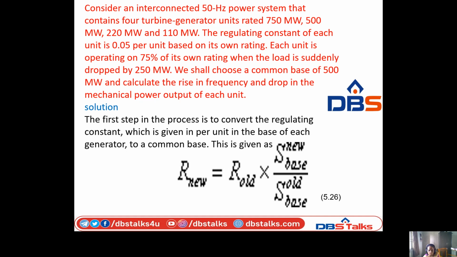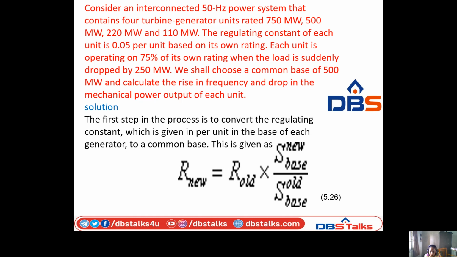This problem considers an interconnected 50 Hz power system that contains 4 turbine generator units rated as 750 megawatts, 500 megawatts, 220 megawatts and 110 megawatts. The regulating constant of each unit is 0.05 per unit based on its own rating.